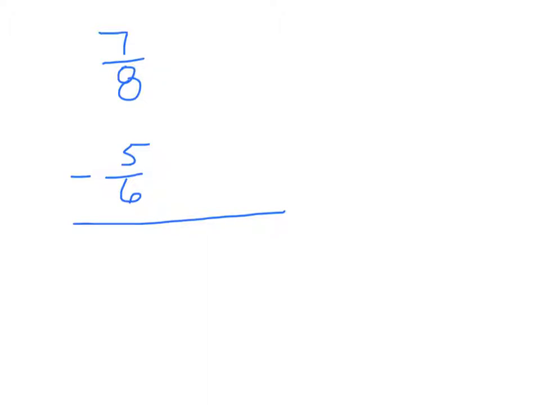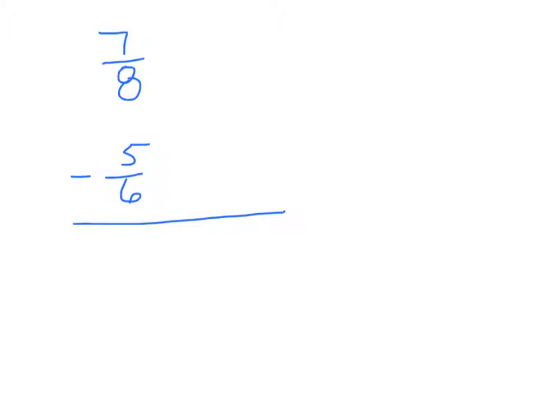Subtraction with fractions with unlike denominators works the same way as addition, so I want to talk about this particular problem in 2 different ways. I have 7/8 subtract 5/6, and the very first thing I need to do is make sure that I have a common denominator, so I need to change the 8ths and the 6ths.